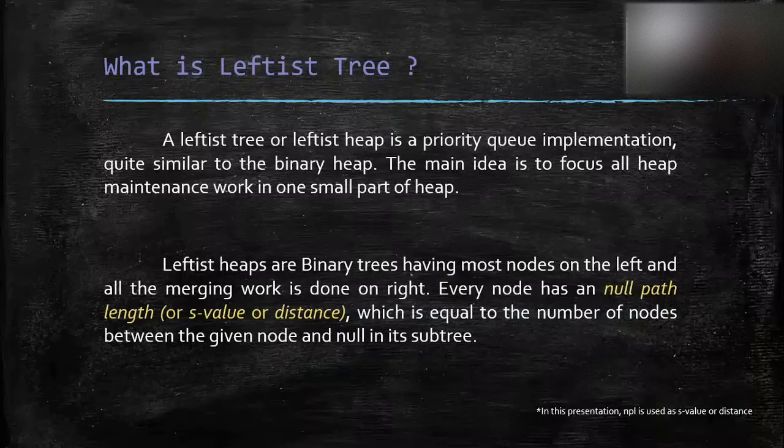Leftist tree. What is a leftist tree? A leftist tree or leftist heap is a priority queue implementation which is quite similar to a binary heap. The main idea of this leftist heap is to focus all the heap maintenance work in a small part of the heap. Here all the maintenance is done on the right side and all the data is stored on the left side of the tree.